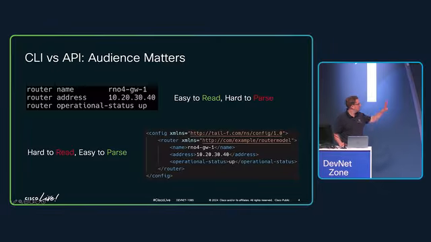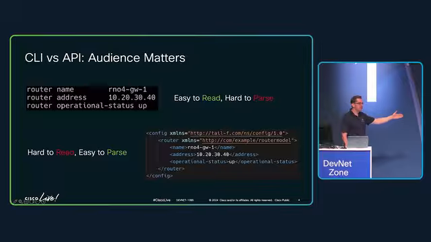You can see up here on the left-hand side, we have some text configuration. It's formatted for us humans in a way that we can understand. We can see, okay, the router has a name, the router has an IP address, it has an operational status. When you read that as a human, you're able to parse that and understand what's going on, understand the relationships between the name and the value on the right-hand side.